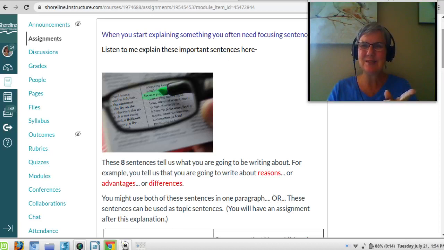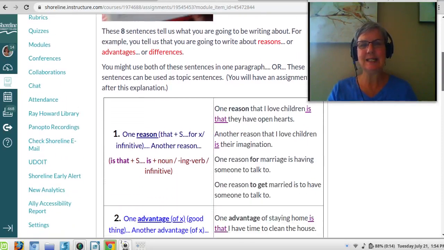We use these sentences when we're speaking as well as when we're writing, and surely you will be reading a lot of sentences like this. So it's very important that you learn how to use these sentences correctly. Here we go. Number one is reason.